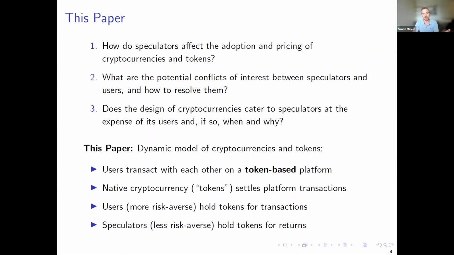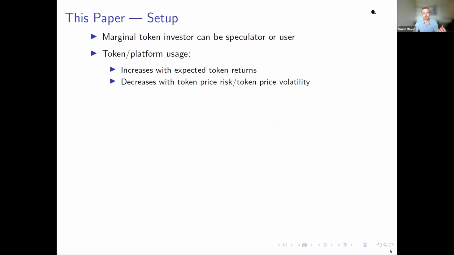Users hold tokens for transactions, and users are risk averse because they value price stability for transactions. Speculators hold tokens for returns, and because they do not want to transact with these tokens, they are less risk averse than users. Notably, the marginal token investor who determines the price of the token can be a speculator or a user.